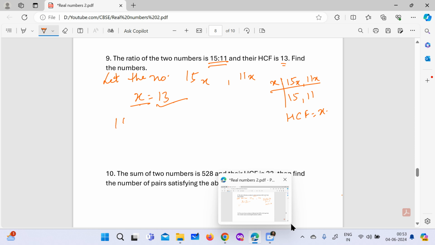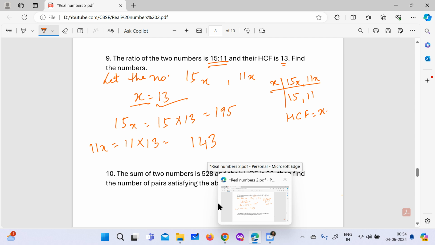So our numbers are 15x, that is 15 times 13, and another number will be 11 times 13. So you can multiply this. 15 times 13 is 195, and then 11 times 13 is 143. So our answer to find the numbers: the numbers are 195 and 143. Easier.